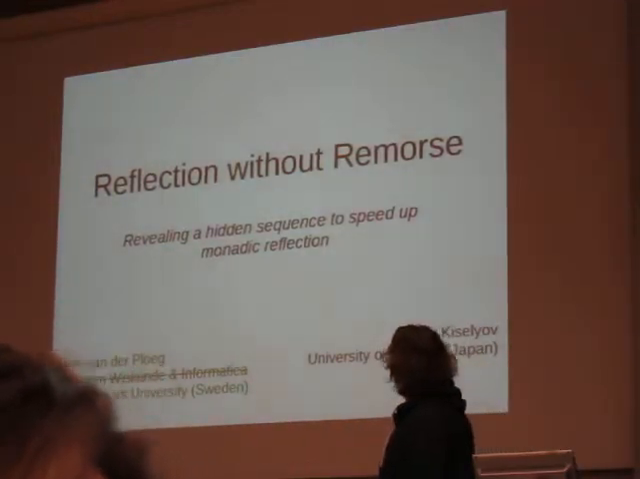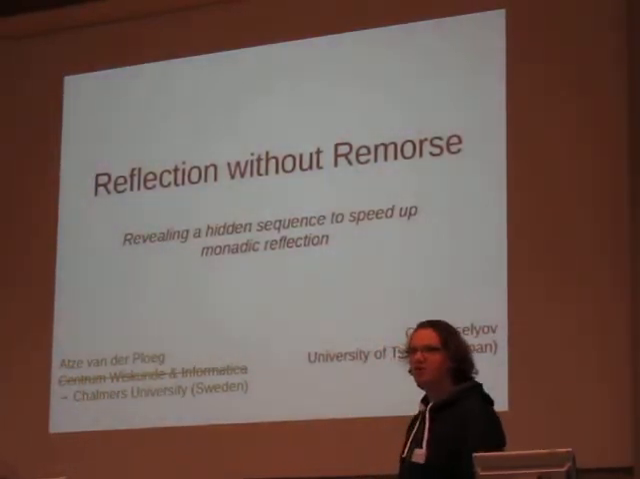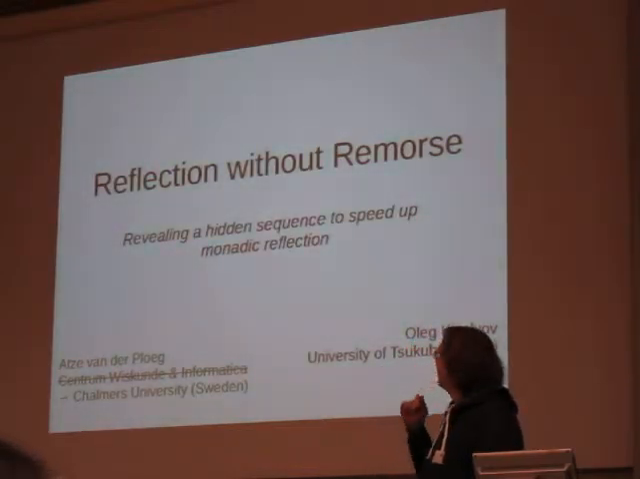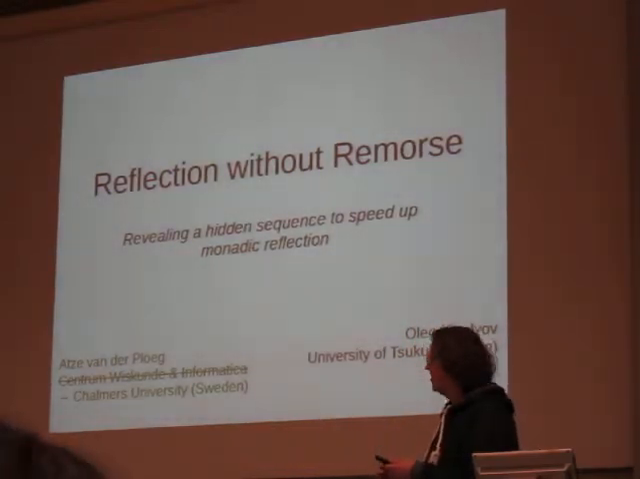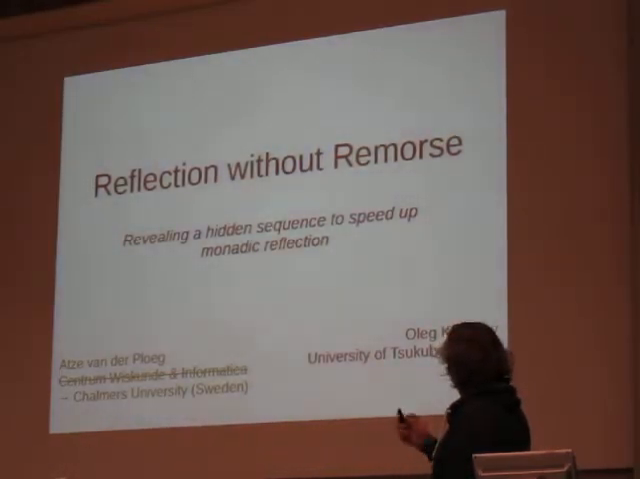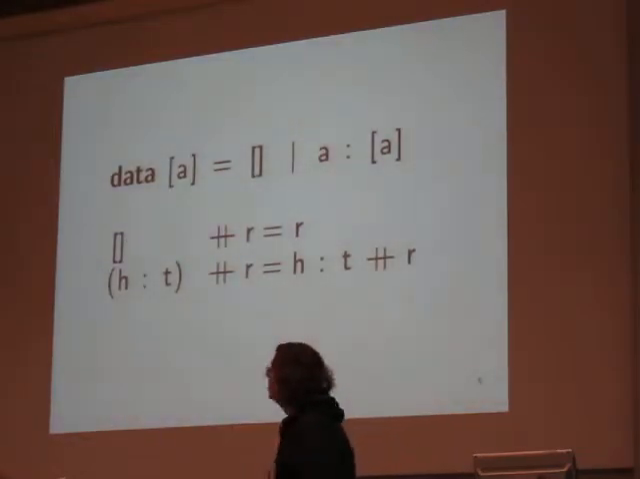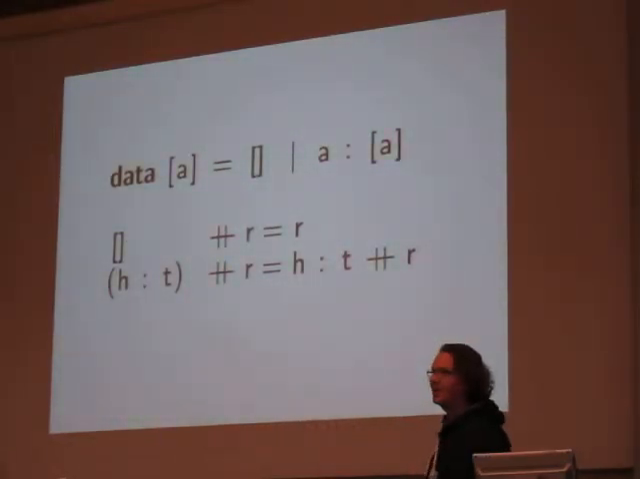About remorse, revealing a hidden sequence to speed up monadic reflection. So if I was in the audience now, I would go, what? So let's start with something really simple, right? Because I think everyone should be able to understand this, or most of it at least. So, lists and list concatenation.